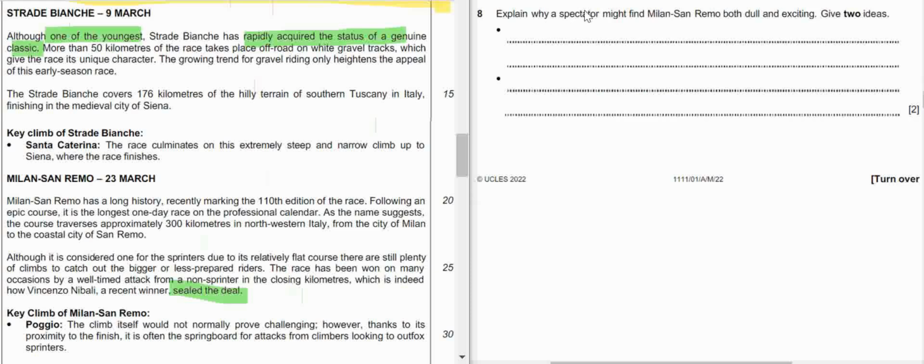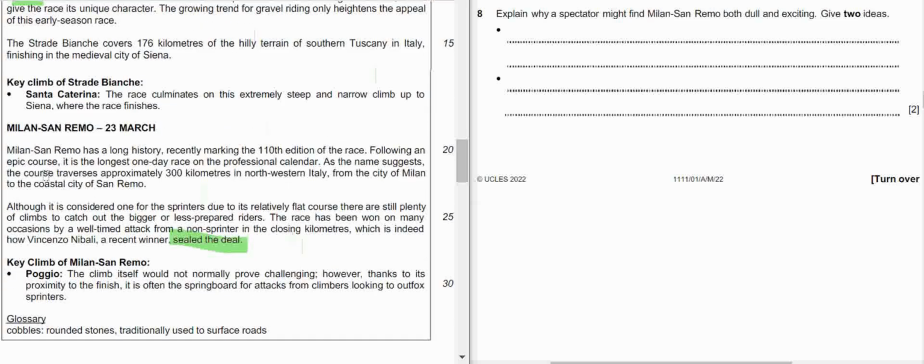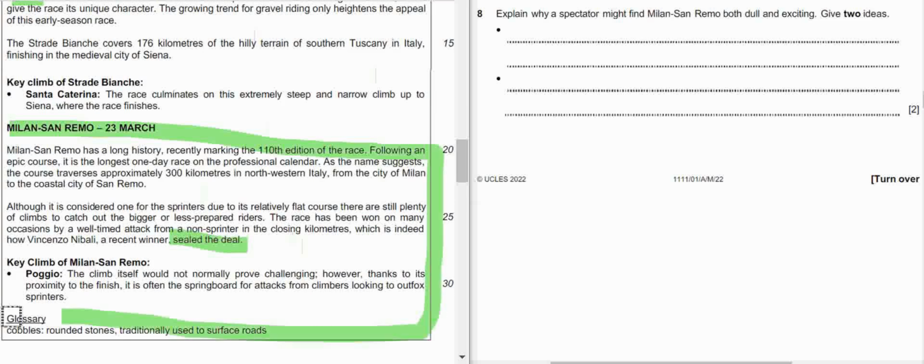Explain why a spectator might find Milan-San Remo both dull and exciting. Give 2 ideas. So Milan-San Remo is here, this passage. The whole thing, we have to check it out. 10 seconds from now. 10, 9, 8, 7, 6, 5, 4, 3, 2, 1.